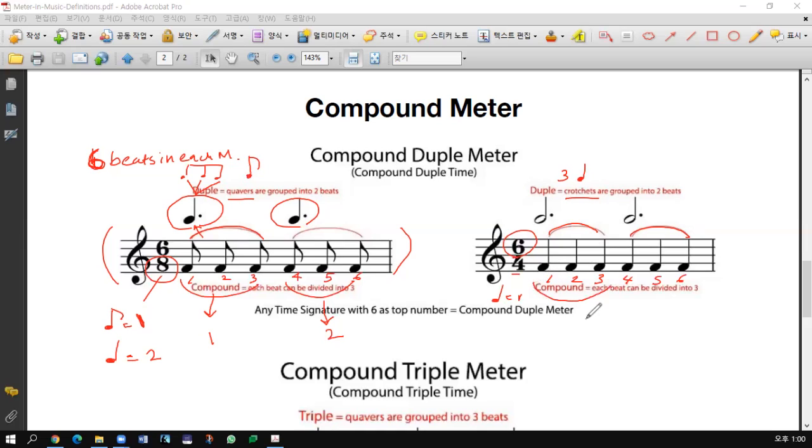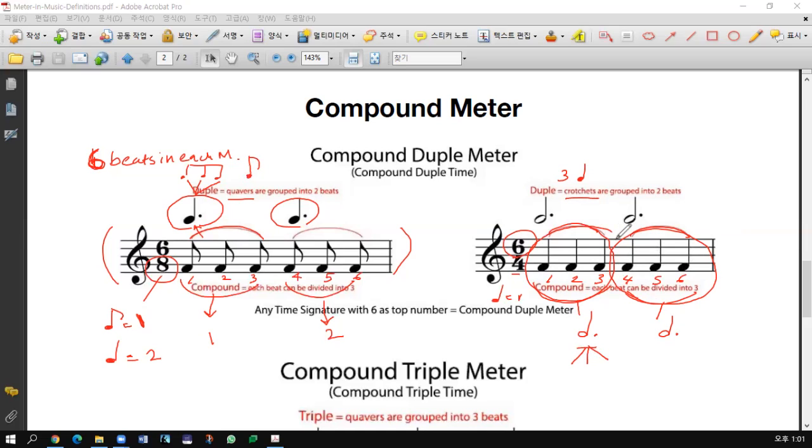The quarter notes, like in 3/4, are grouped into 2 beats here. Okay, so this one is a dotted half note and then a dotted half note. So if you think about it, you can make 2 groups. So that's duple. And when you group 3 quarters, it's a dotted half note. That can be divided into 3 quarter notes. So this is compound. Okay.